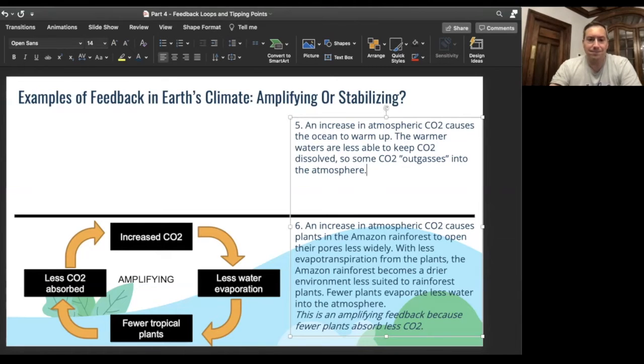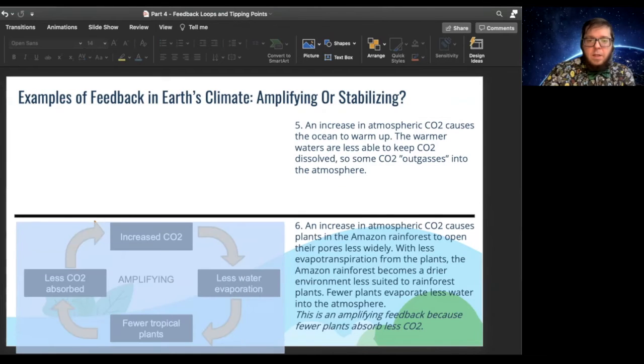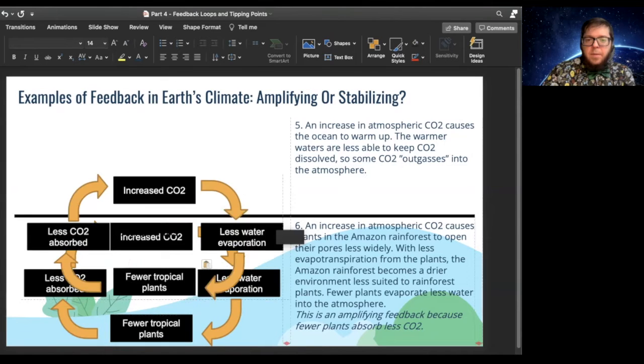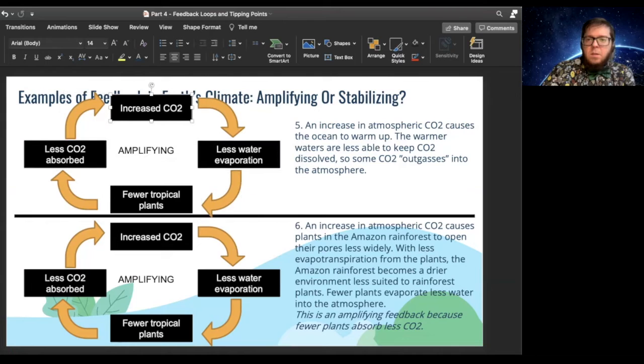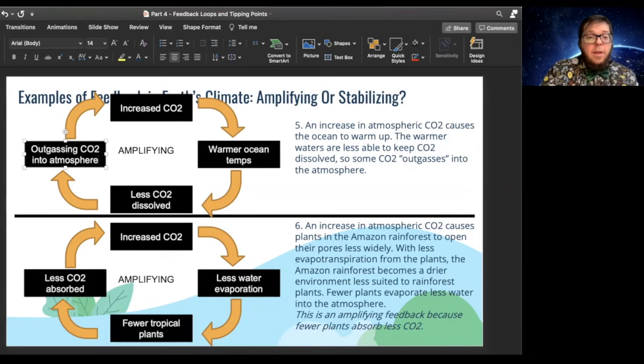Amplifying. This is amplifying, right? In fact, let's just take this flowchart down here and move it up and make the new flowchart. So we start with increased CO2. This results in warmer ocean temperatures, which means less CO2 dissolved in ocean. Just leave it as dissolved, which finally means outgassing CO2 into atmosphere. That fits, right? So this is an amplifying feedback, right? We pump a little extra CO2 into the atmosphere, it's going to pump it right back out at us, right? So this is an amplifying feedback.